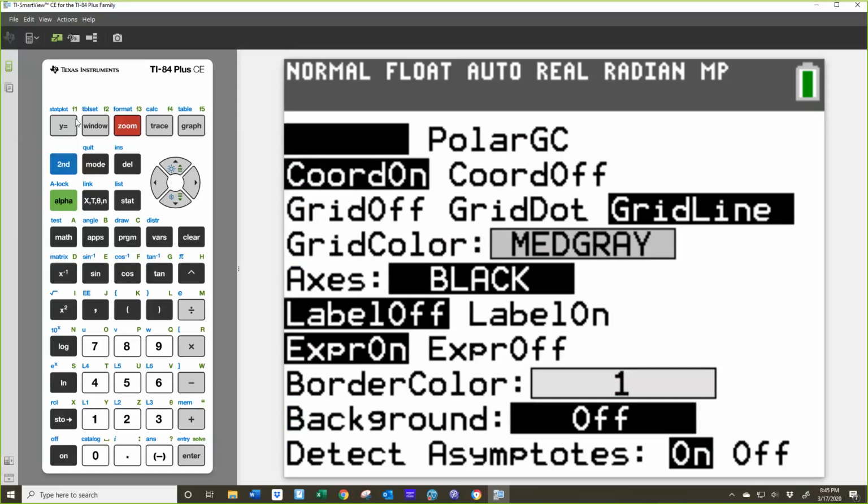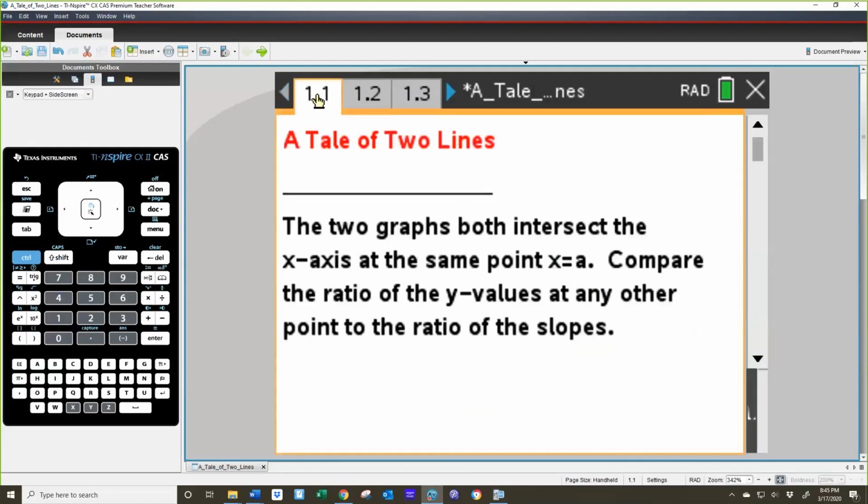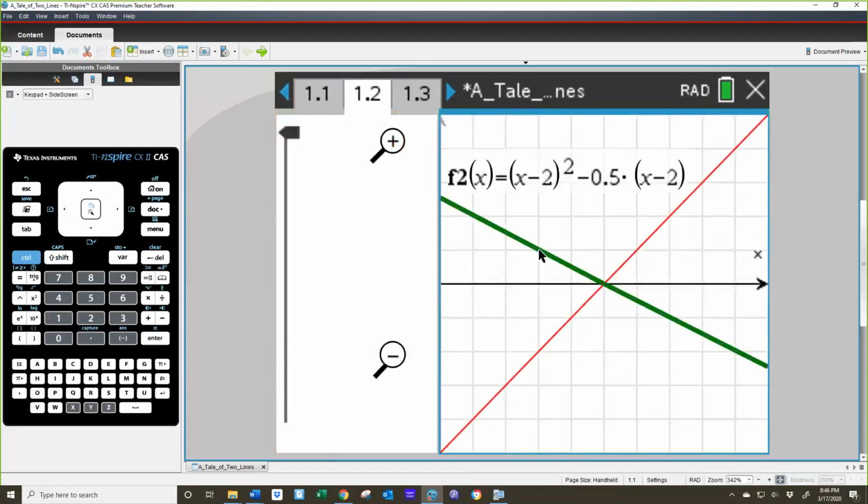You could use any functions to do this, but those two were the ones that we have in A Tale of Two Lines, which is a TI-Nspire activity. So I'm going to jump over to the TI-Nspire, and this is what the activity looks like. It's called A Tale of Two Lines, and it basically explains that the graphs intersect on the x-axis at the same point. We don't actually tell them that it's at x equals 2. And so again, you can clearly count the slope of the green line here. So we have negative 1/2, and then we have positive 1. So the ratio would be negative 1/2 to positive 1.